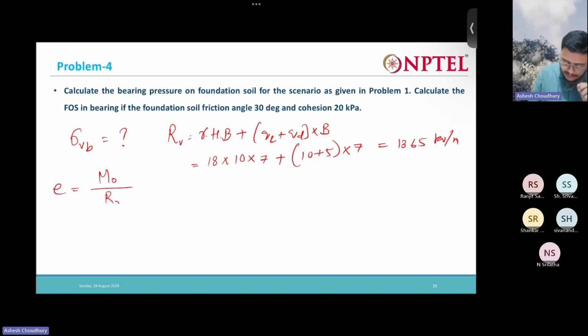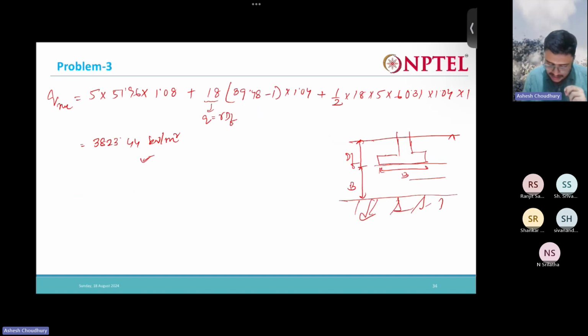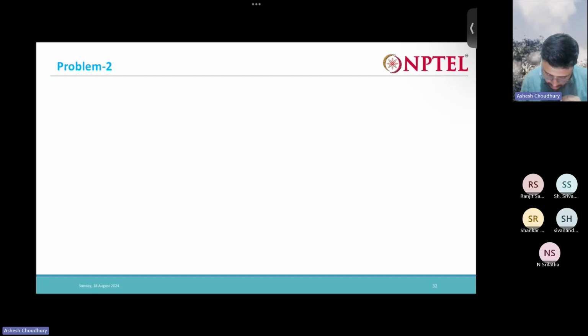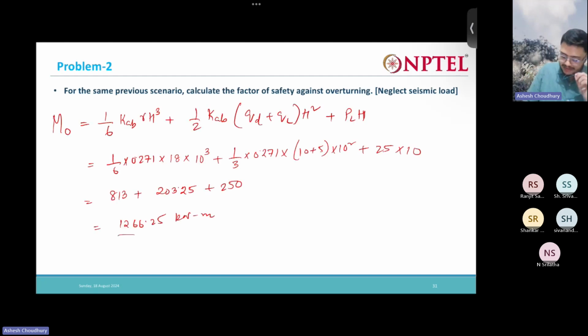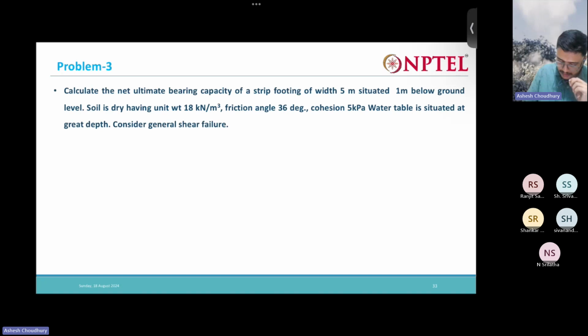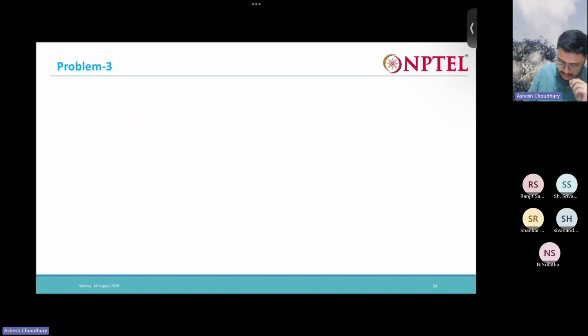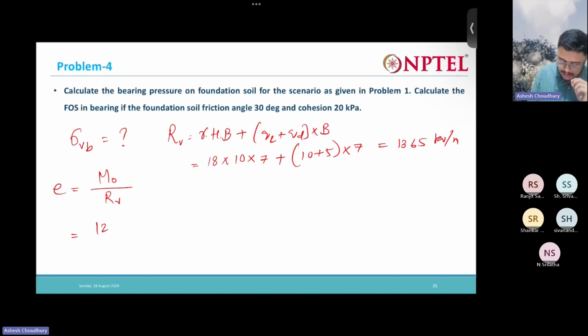Okay. Now what is E? Resisting moment by RV. So resisting moment you already calculated in problem 2. All these are extensions of that only, right? Problem 1 it has been asked. So here this one you calculated 1266.25. So 1266.25 divided by 1365. How much is it? 0.93. So does this satisfy the criteria?